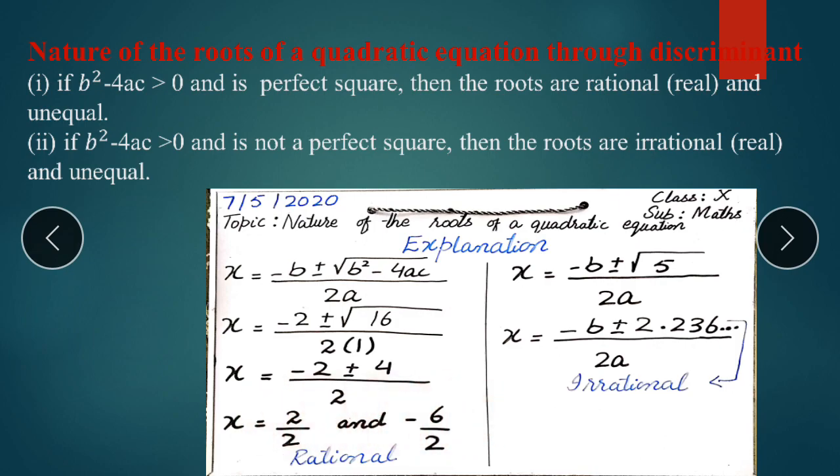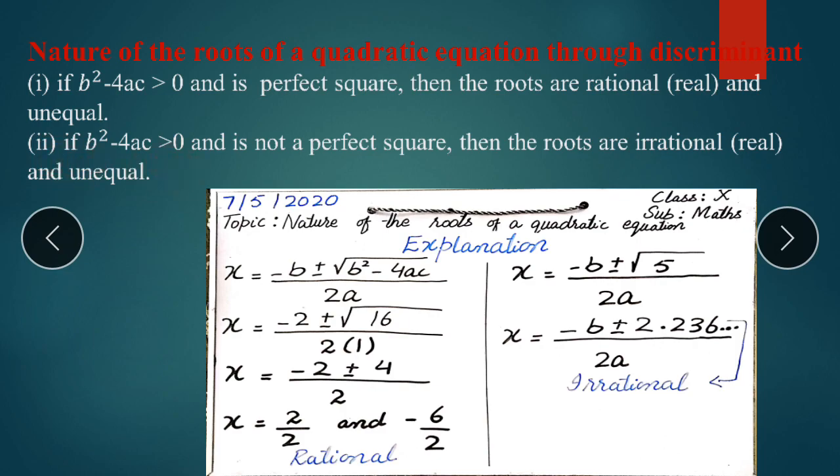When you have solved, the roots are what? Rational. A rational number comes in real numbers, of course. Why is it rational? Because it is written in fraction form. Are they unequal? Yes. Why? Because once we have to go with plus, once with minus, so it will result in unequal roots. So we can conclude that if the discriminant is greater than 0 and a perfect square, the roots will be rational and unequal.